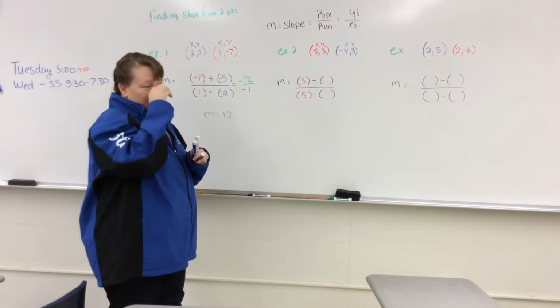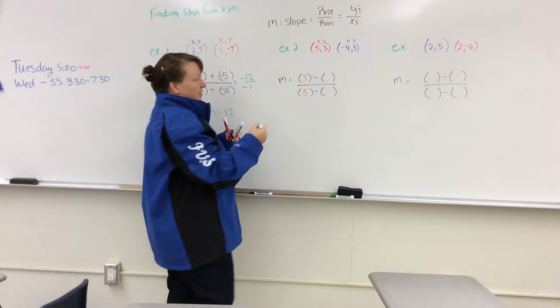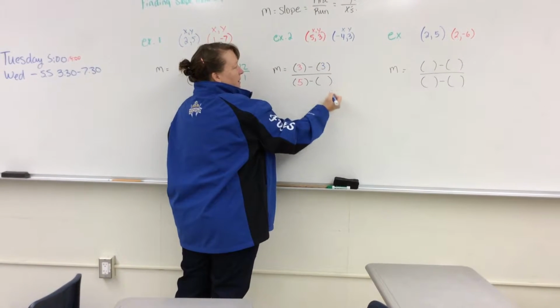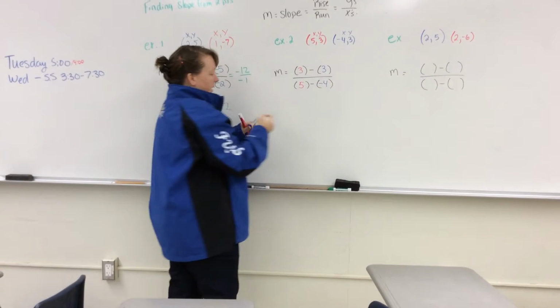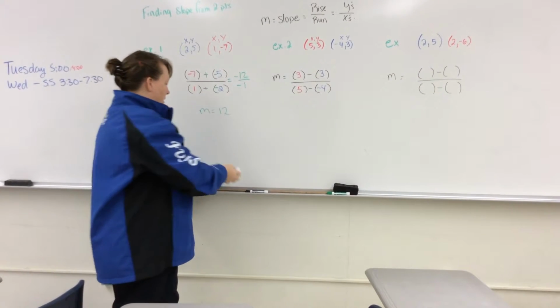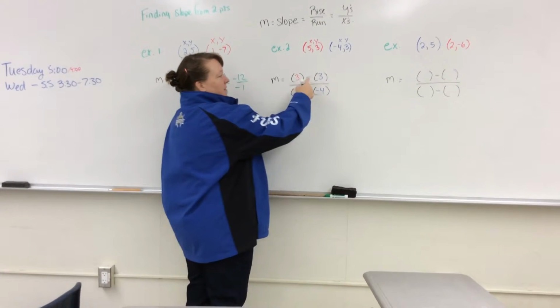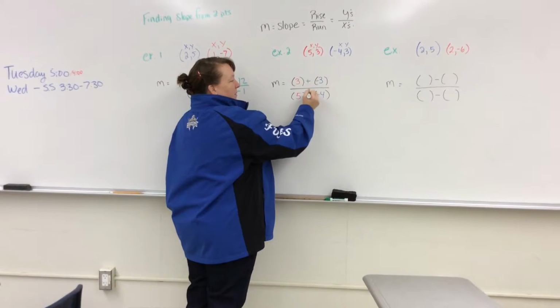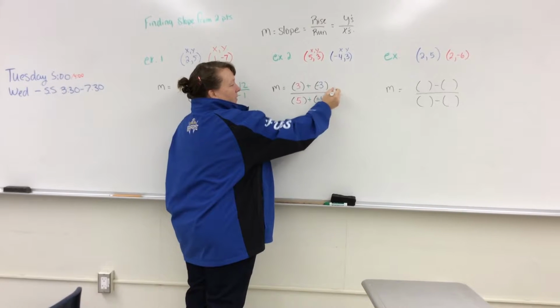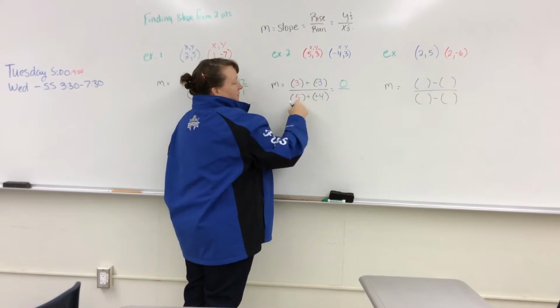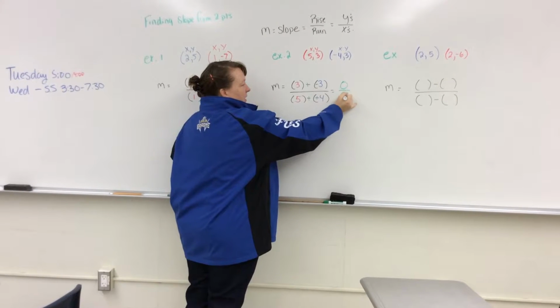I fill in my y's first, just because that's the way I do it. So 3 is my y, and -4 is my x. And so now all I have to do is get my value for that. Again, this is subtraction, so we add the opposite. And we have 3 and -3, that makes a 0. 5 and a 4, that makes a 9.